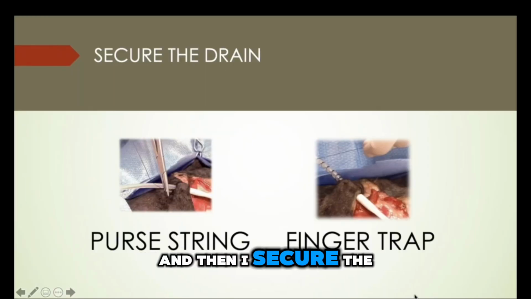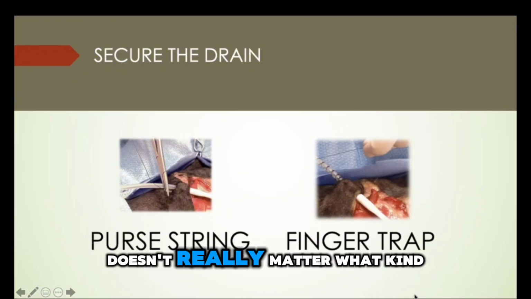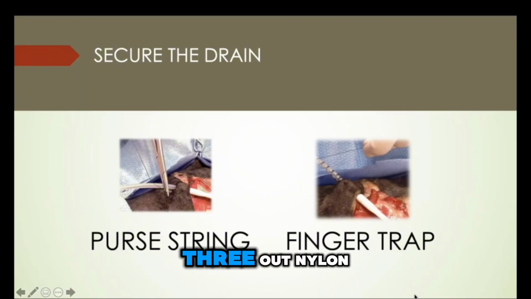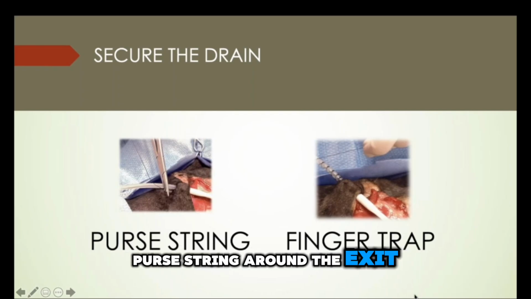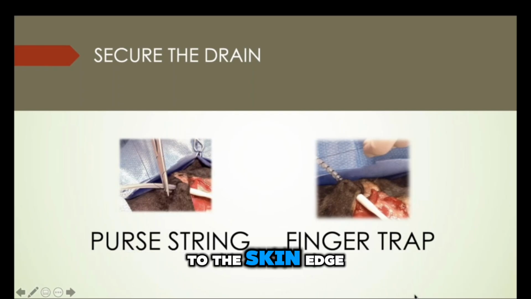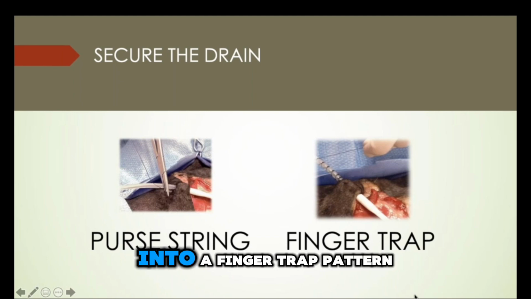And then I secure the drain to the skin at the exit hole. I'll use some suture there. Doesn't really matter what kind. I'll usually use like a 3/0 nylon. Take some bites as a purse string around the exit hole. I actually stay pretty close to the skin edge. And then I tie that tight so it's nice and secure. Again, this is all on the outside of the wound. We don't want to do it on the inside because then we'd have to go back to surgery just to undo the suture to pull the drain. This is externally. And then I go right into a finger trap pattern to secure that drain.